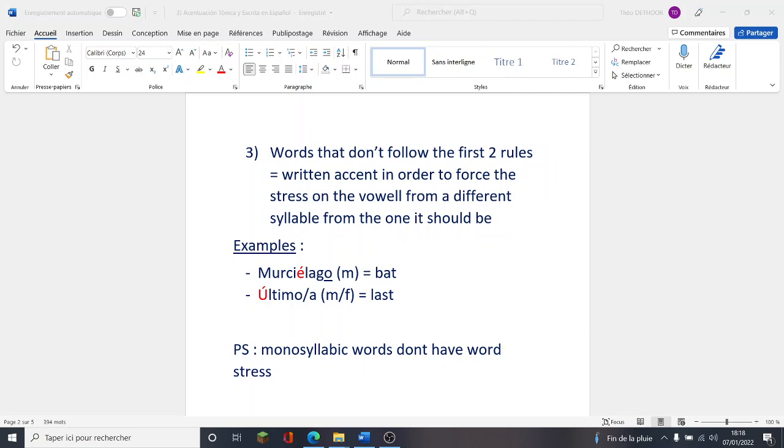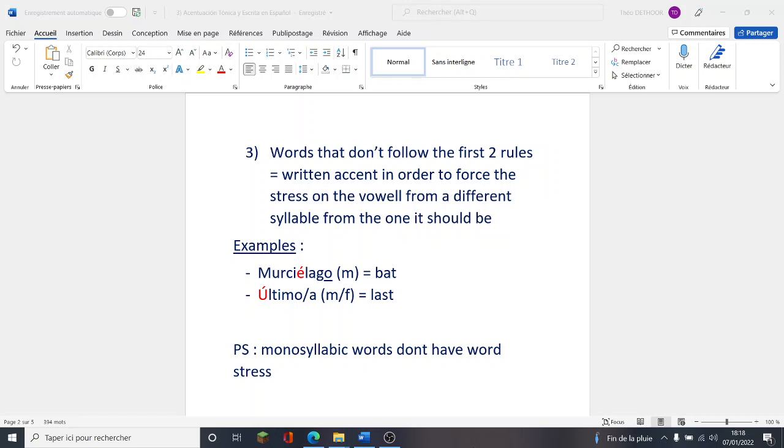Basically, for the words that don't follow the two first rules, you will need a written accent in order to force the stress on a specific vowel, a different one from the vowel of the syllable where the stress should actually be. So let's explain a little bit how it works, with the two examples I've chosen. The first one is murciélago. It's masculine and means bat. But why do you need an accent on the E?